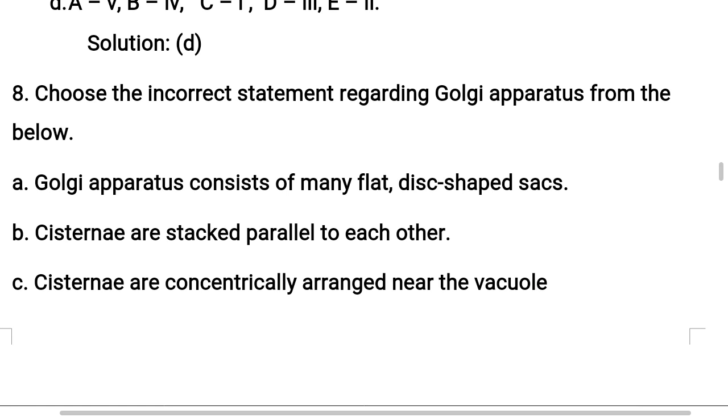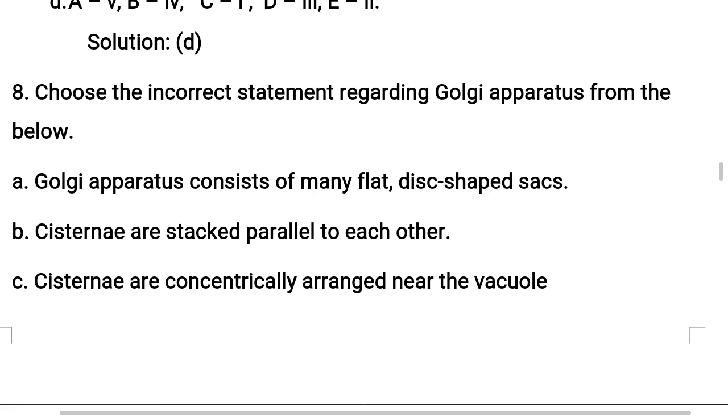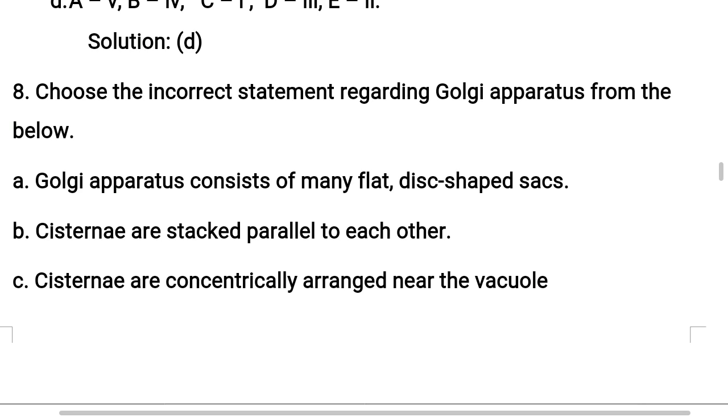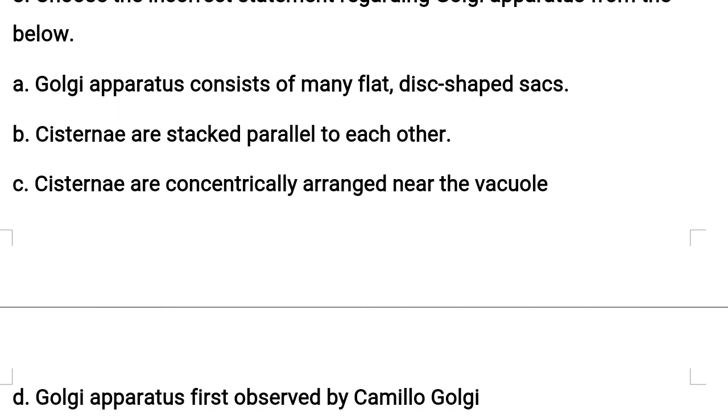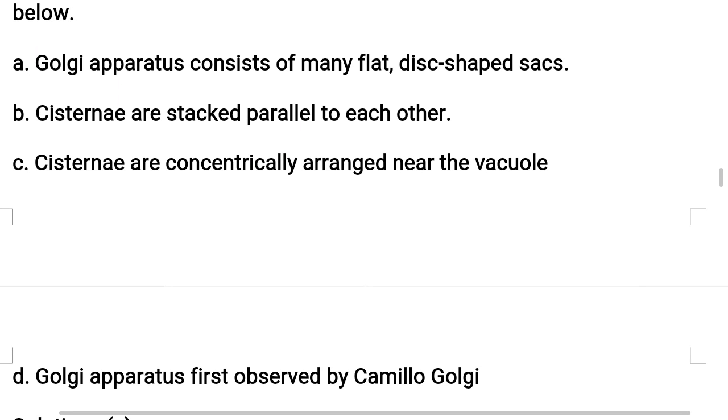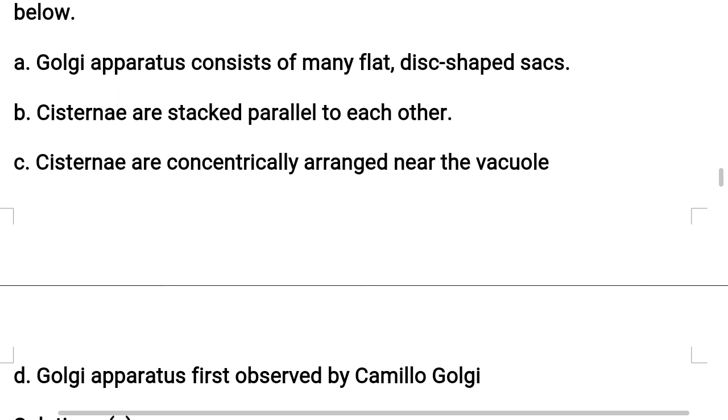Golgi apparatus consists of many flat and disc-shaped structures. Very good, correct. They are also called cisternae. A option is correct. Next, B. Cisternae are stacked parallel to each other. The cisternae have two faces, cis and trans. The cis face is the forming face, and the trans face is the maturing face. So B option is also correct. Next, C. Cisternae are concentrically arranged near the vacuole. This is wrong. Cisternae are concentrically arranged near the nucleus.